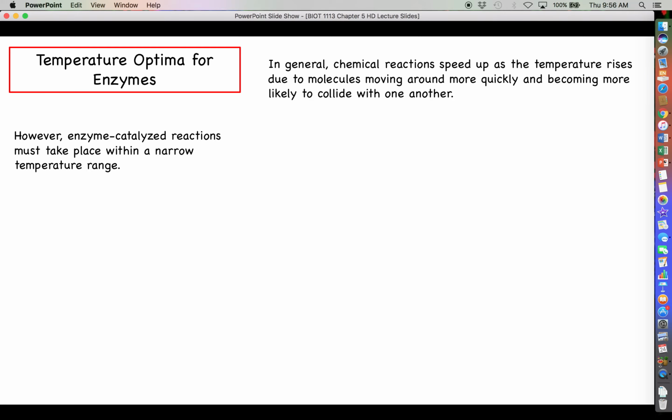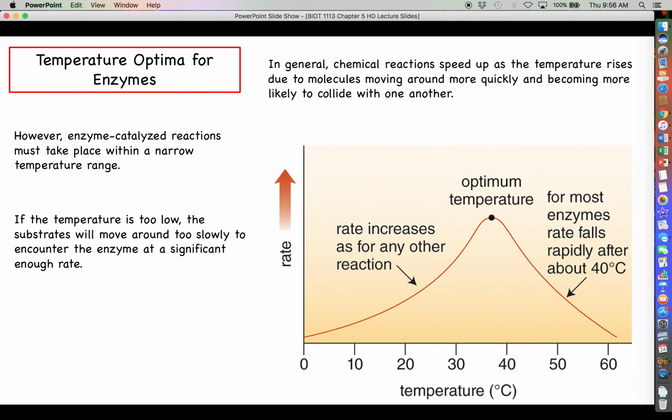Enzymes, as it would have it, actually require a very narrow temperature range in order for them to efficiently function. So what you're seeing here is a graph that maps out the optimum temperature for a particular enzyme. So you'll notice that the peak of this graph, meaning the temperature at which the enzyme catalyzed reaction is at its maximum, is about 37 degrees Celsius. Any cooler than that, and you'll notice that the rate of the reaction tails off quite a bit. The reaction slows down a lot.